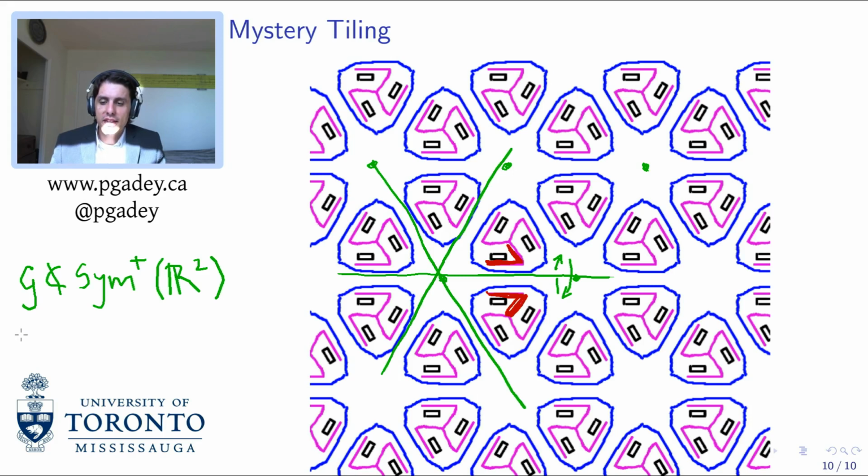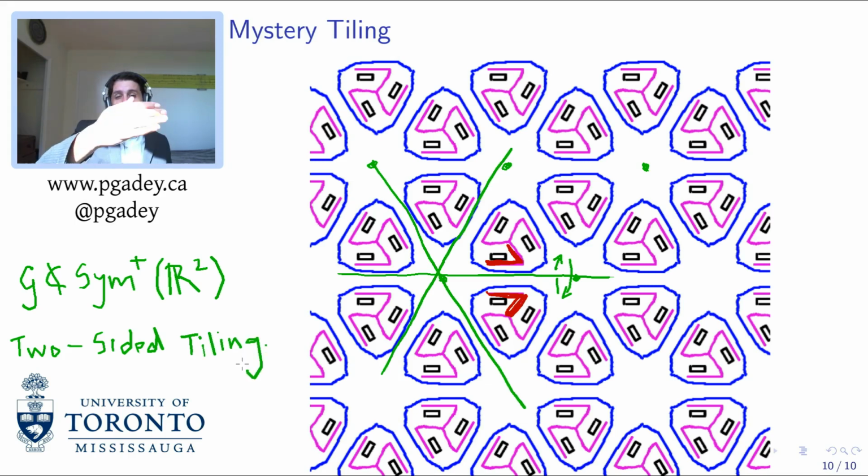Okay, so we say that this is a two-sided tiling. Because in effect, we need to turn those tiles over to get that reflection symmetry.